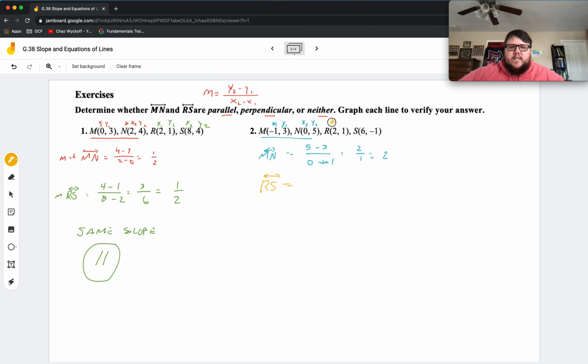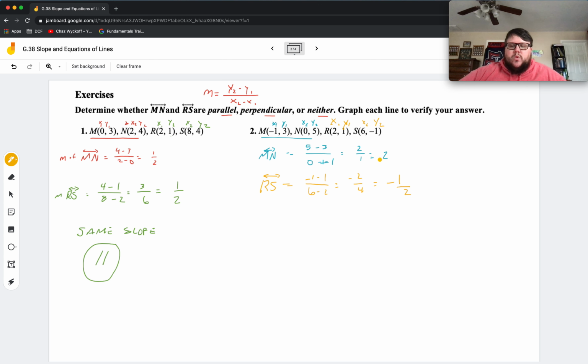And we're going to say this is X1, Y1. And S is X2, Y2. And we're going to plug it in. So Y2 is -1, minus 1, over 6 minus 2, which is -2 over 4, which is -1/2.